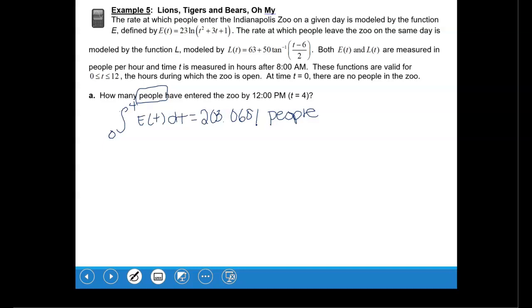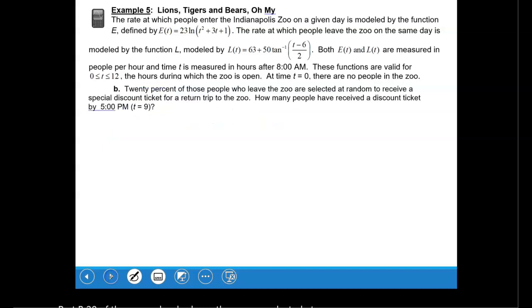Part B: 20% of those people who leave the zoo are selected at random to receive a special discount ticket for their return. How many people have received a discount ticket by 5 p.m.?